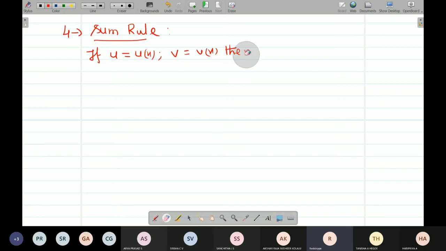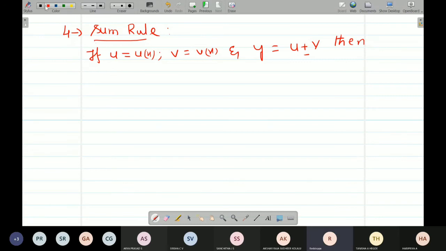you have to use proper terminology here. If u is a function of x and v is a function of x, and y is equal to u plus v, that is u of x plus v of x, or u minus v, in both cases, then find dy by dx.